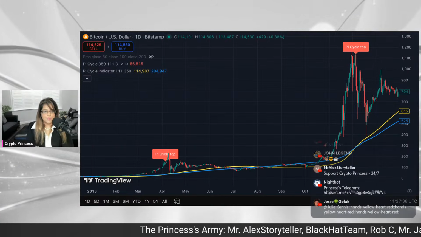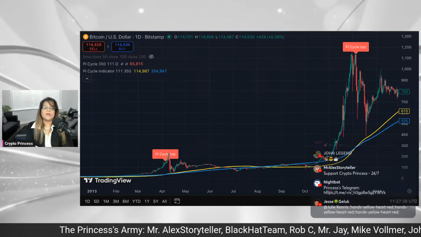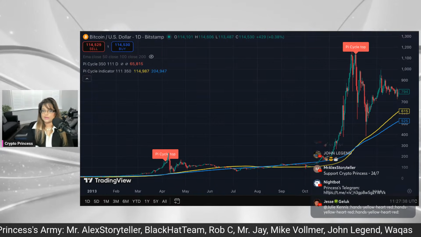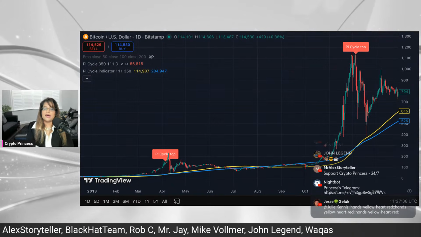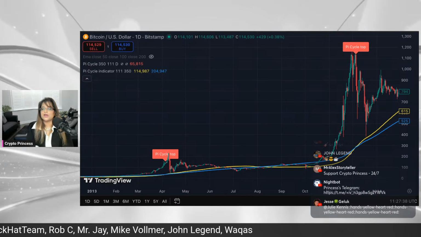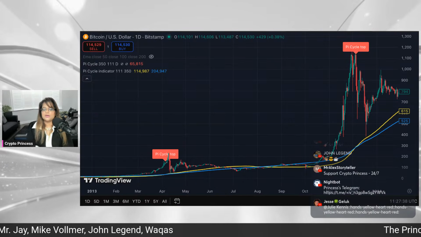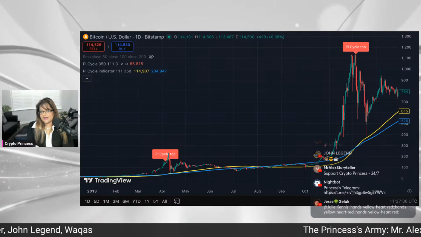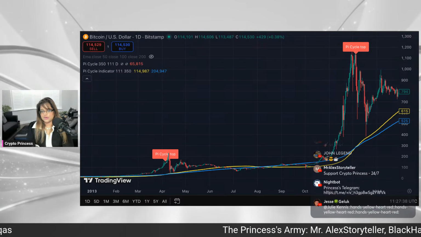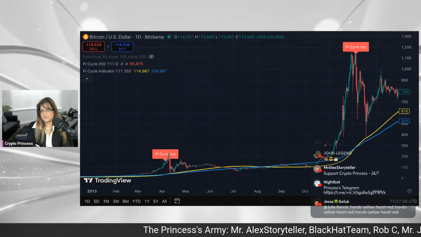Let's have a quick look. Let's have a look at that. Okay, so here we go. Here we've got Bitcoin's first top, and then we have the second peak over here. Now we're going to talk about what led up to this peak and the drop, and then what led up to this peak and the drop.